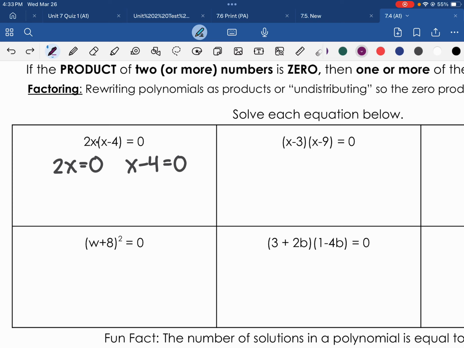To solve the first one, I would just divide by 2. 0 divided by 2 is 0. The other one, I would add the 4 to the other side, and x equals 4.